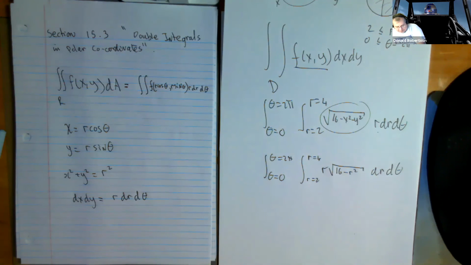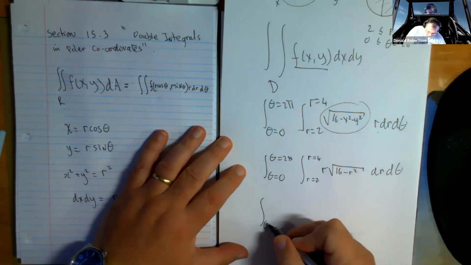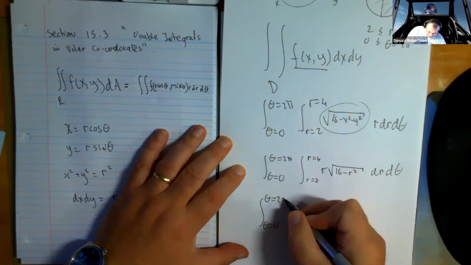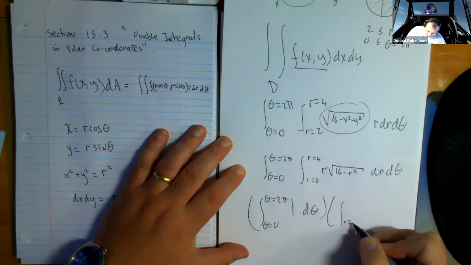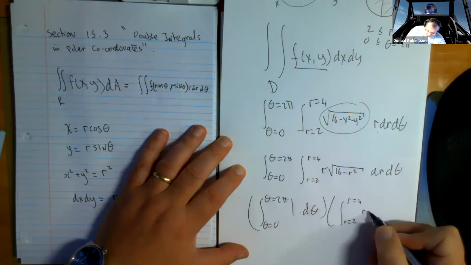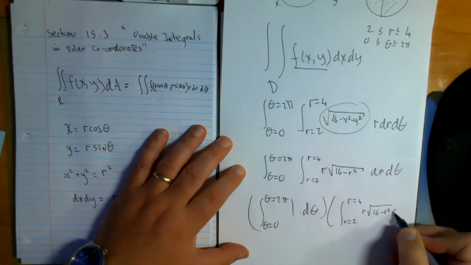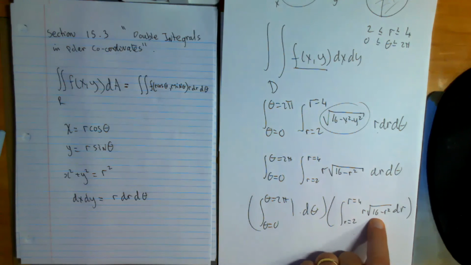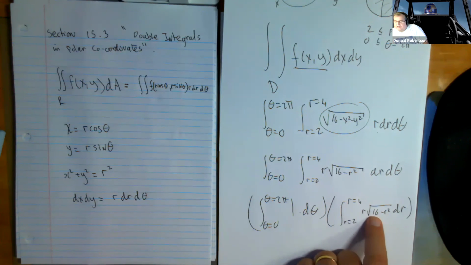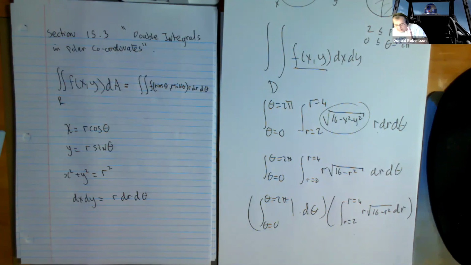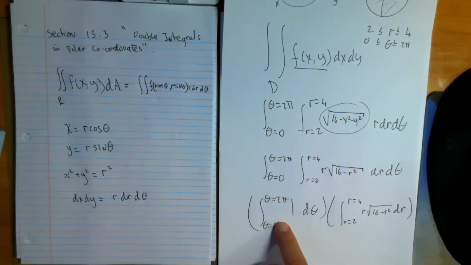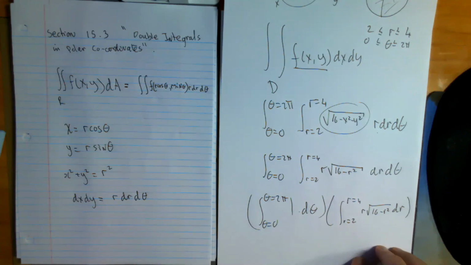Is this a variable separable situation? So 0 to 2 pi with a 1. What technique am I going to use to integrate this fella? You said u sub. Who's the u sub going to be? 16 minus r squared. And you're done. Agreed? Well, that's easy, isn't it? Just going to be 2 pi when you're finished.